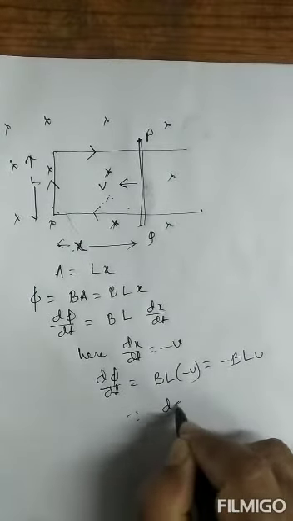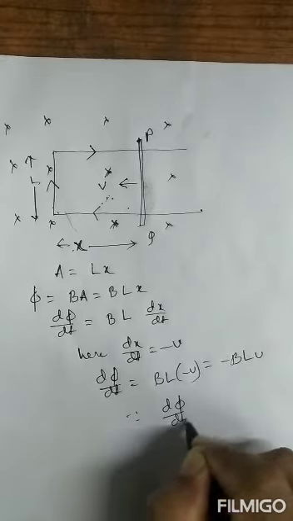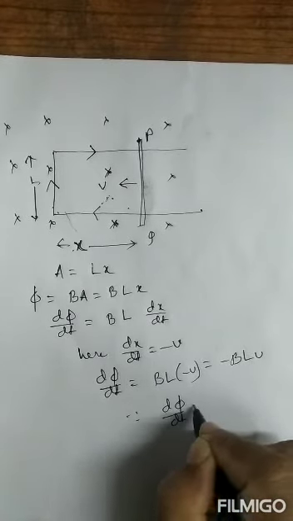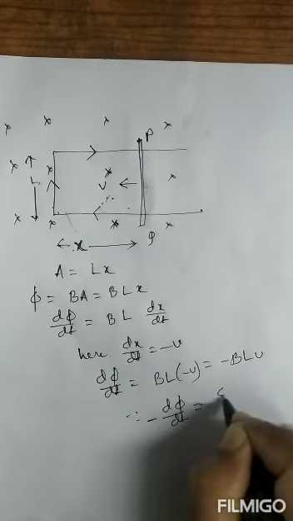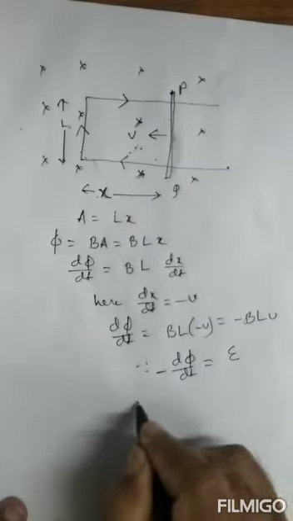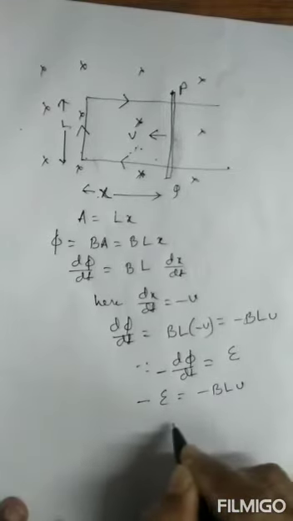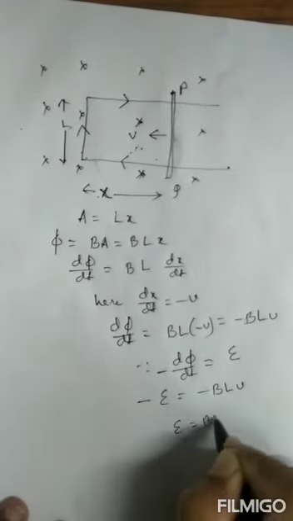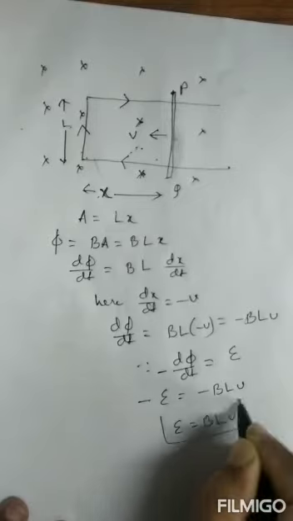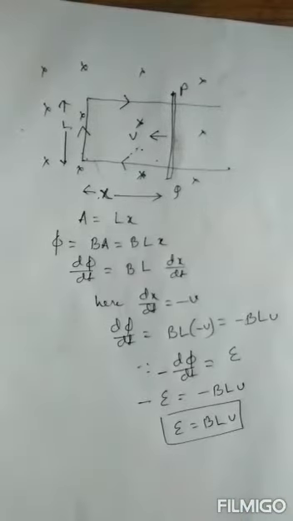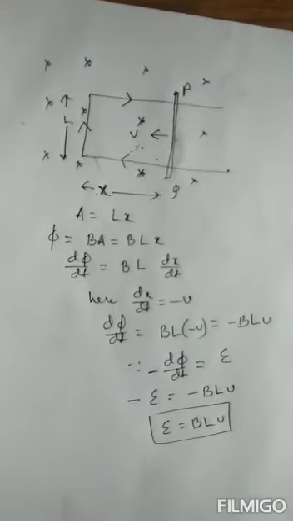According to Lenz's and Faraday's law, minus d phi by dt is the EMF E. Therefore minus E is equal to minus BLV. Therefore E is equal to BLV. So this is the expression of Motional EMF.